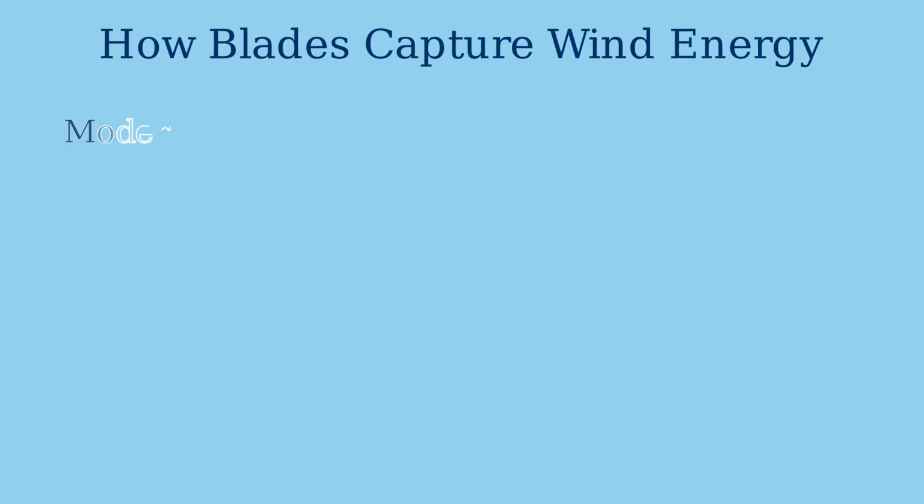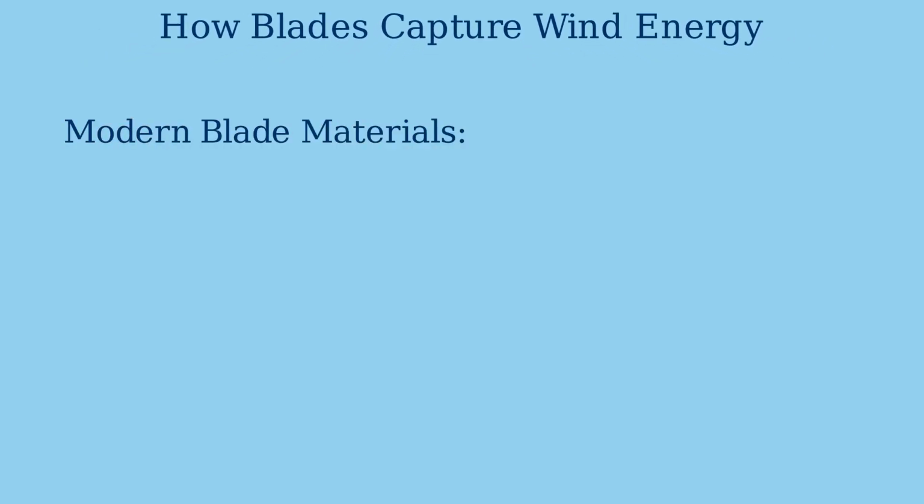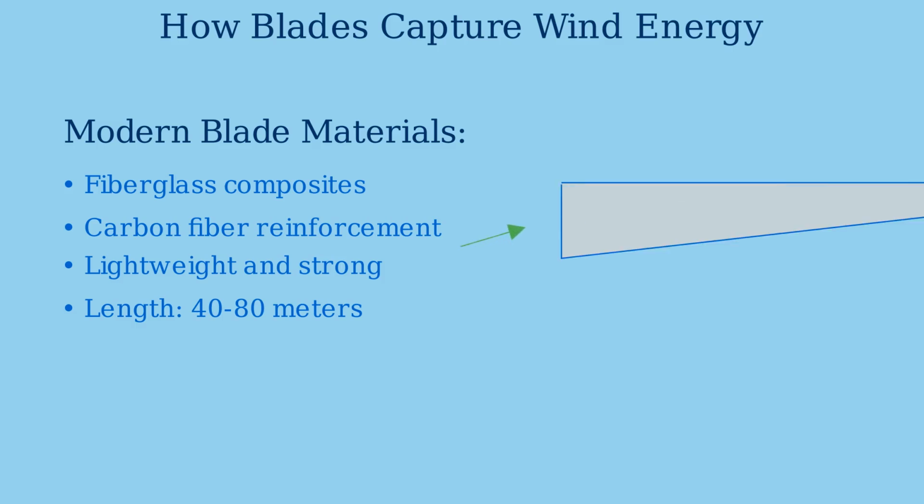Modern wind turbine blades are typically made from advanced composite materials. These include fiberglass and carbon fiber composites, which provide the necessary strength while keeping the blades lightweight. These properties are crucial as modern turbine blades can reach lengths of 40 to 80 meters, requiring exceptional strength-to-weight ratios.